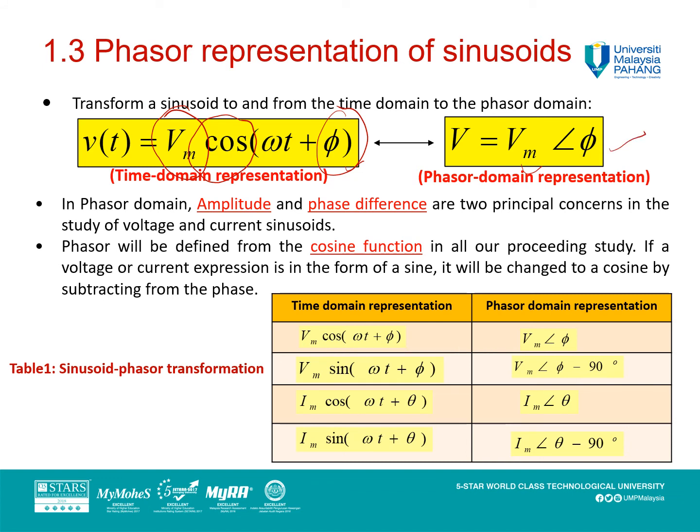Here is the sinusoid-phasor transformation. When you have the time domain representation as Vm cos(omega t plus phi), directly you can get the magnitude and the phase angle. Here in the second example, we have Vm sin(omega t plus phi). Then you must first subtract 90 degrees from the angle. The same applies to current. You just use the same method when you see the sine equation.